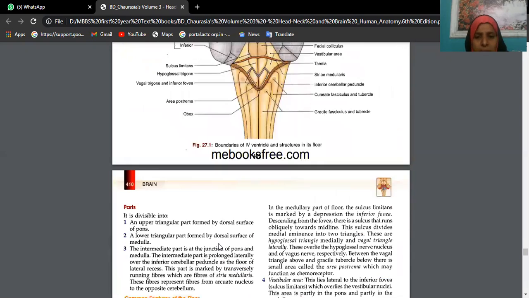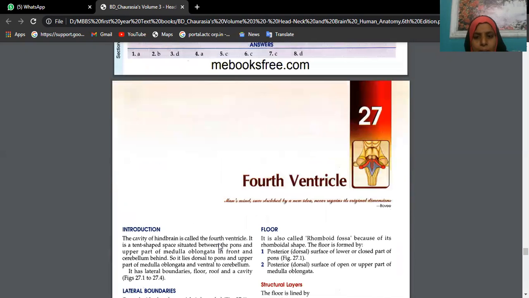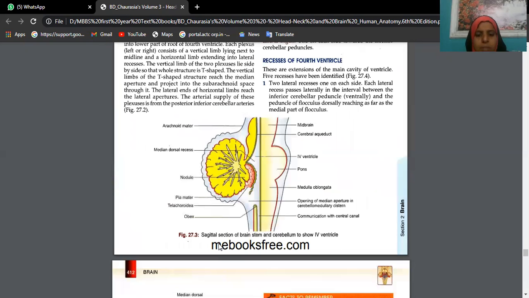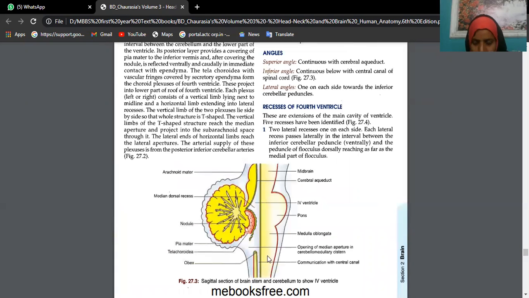See here, below and behind the hypothalamus. See, this whole thing is the brainstem, right? This is the midbrain, this is the pons, and this is the medulla oblongata.